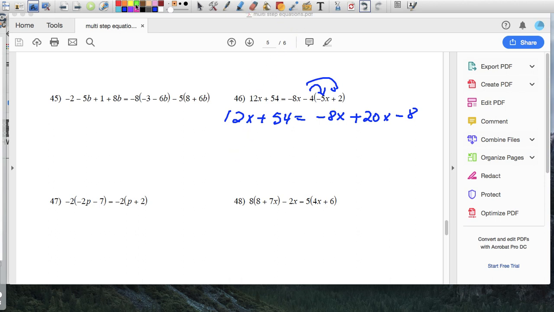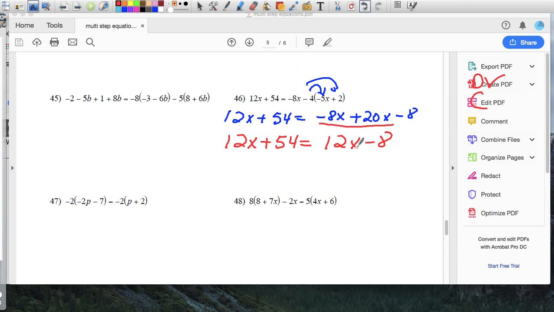Now I can combine some like terms, right? So distributive property is gone. Combine like terms, yes. Nothing to combine on this side. Negative 8x and 20x is positive 12x, because negative 8 plus 20 is 12x minus 8. I have 2. I feel like I did this already too. 46. Well, anyways, I'll finish it.